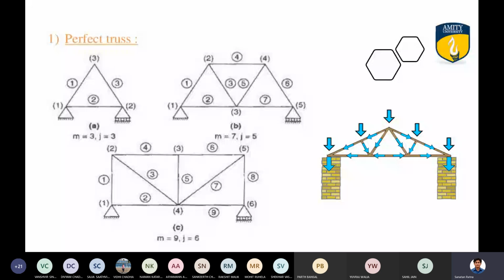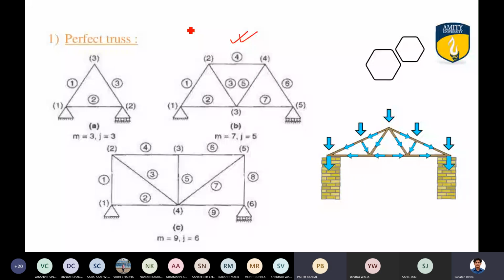Please tell me, what is the number of members here? Can you see this new slide here? A number of trusses are given. The one which I have picked, please count the number of members there. Tell me what is the number of members here.